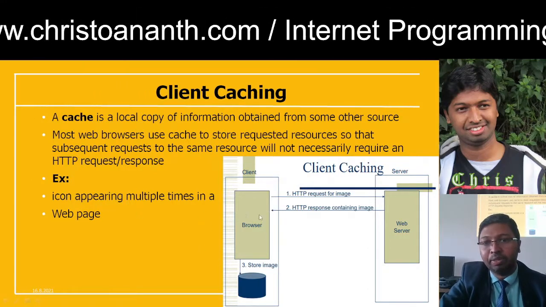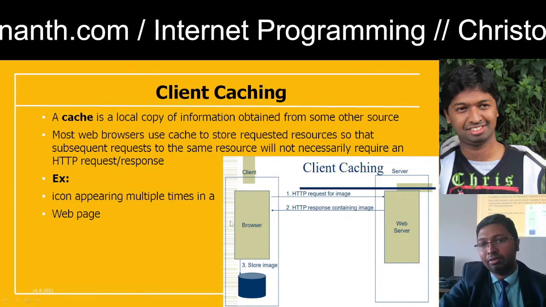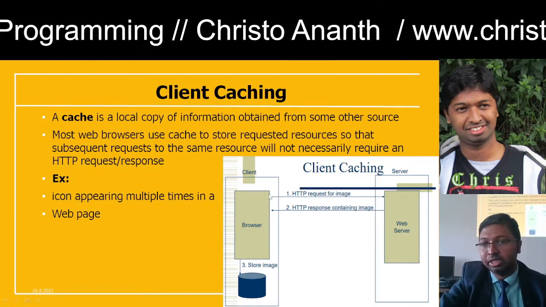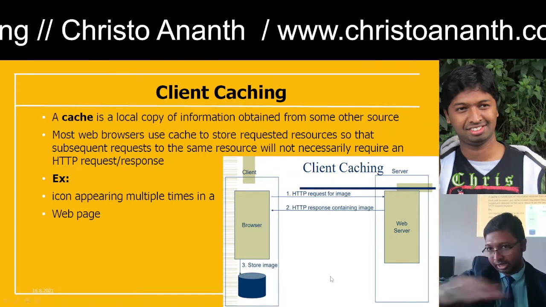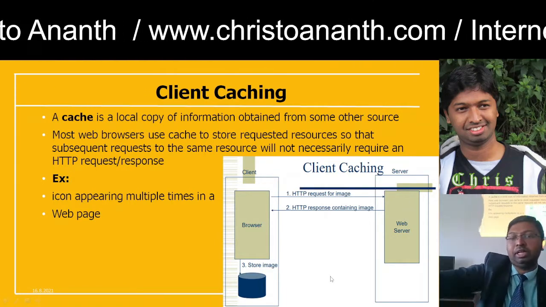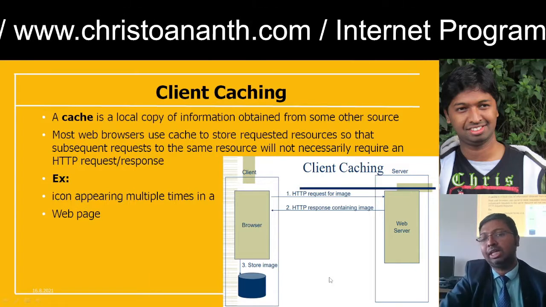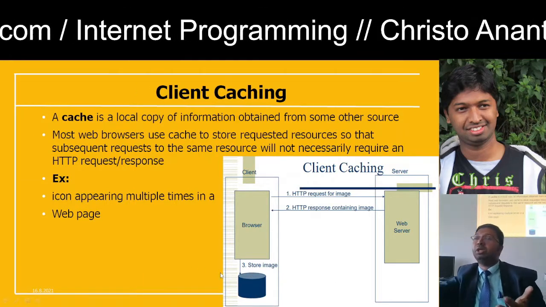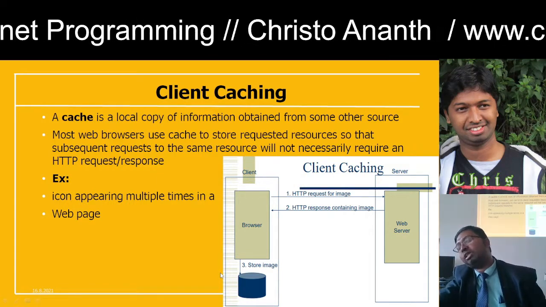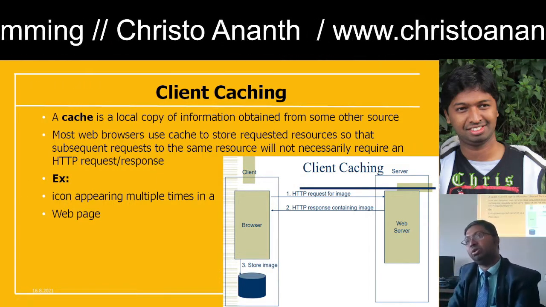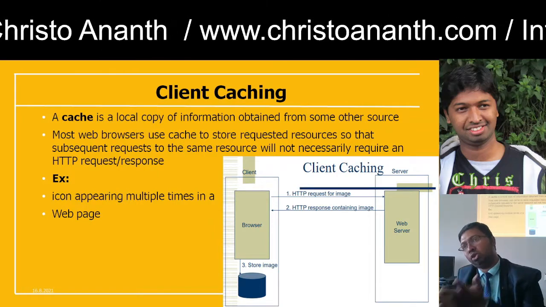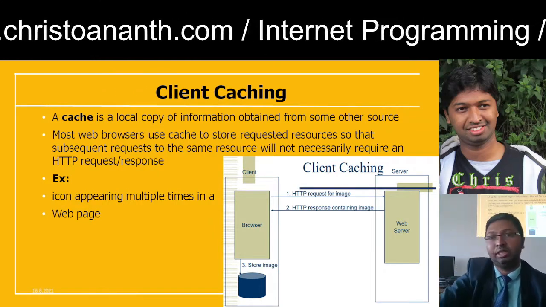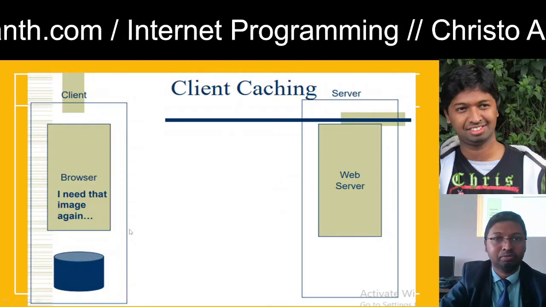Like we have the browser. From the client we have the browser, and on the server side we have the web server. So we send an HTTP request for the image, and in response we get the HTTP response containing the image, and then we store the image. Maybe after 2 months or 3 months, if we try to access it, it will show the information as it was before 2 months. Okay, so that is the client cache.